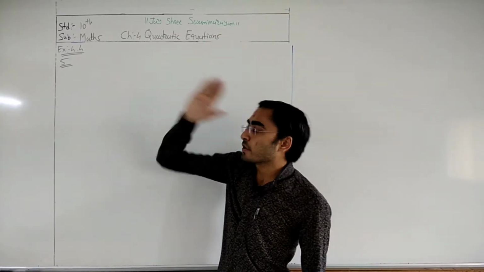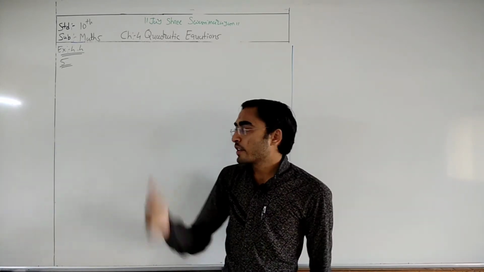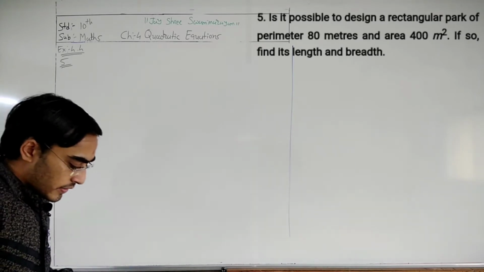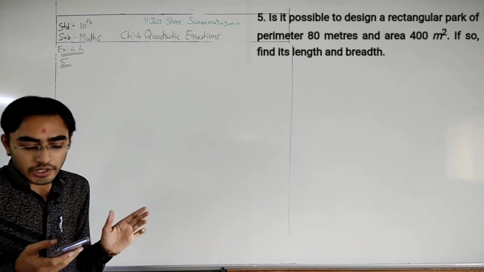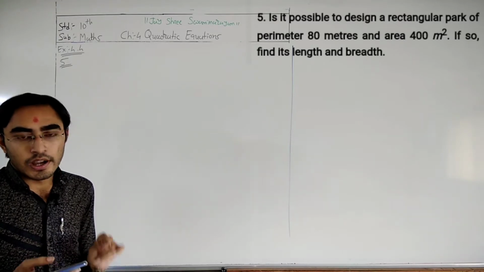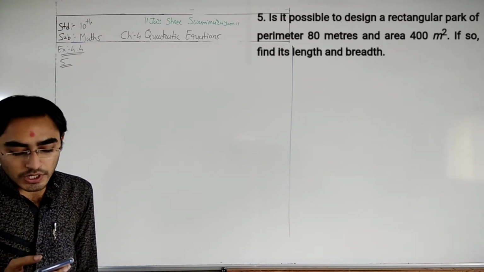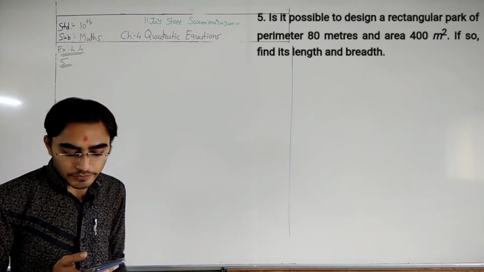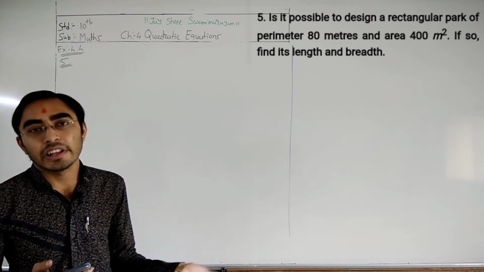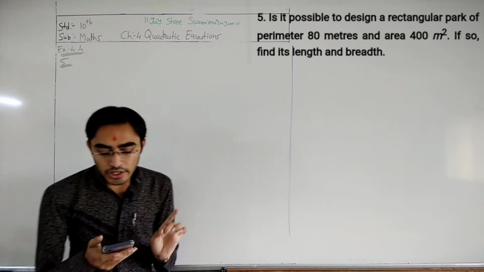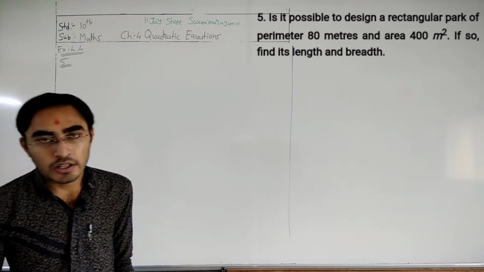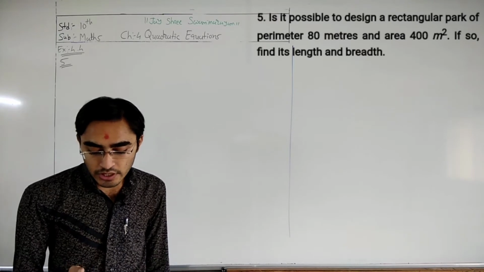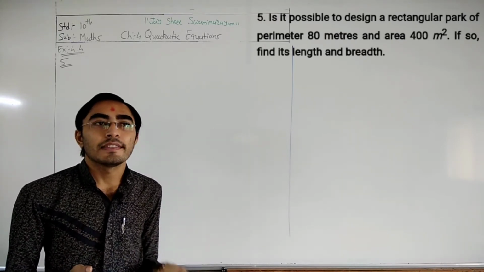Then next is question number 5. First of all, read this question. Here in question number 5, is it possible to design a rectangular park of perimeter 80 meters and area 400 meters square? If so, find its length and breadth.